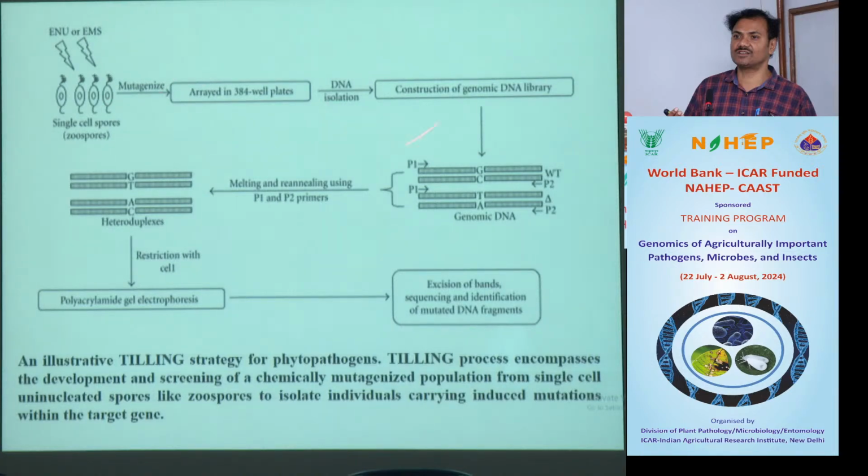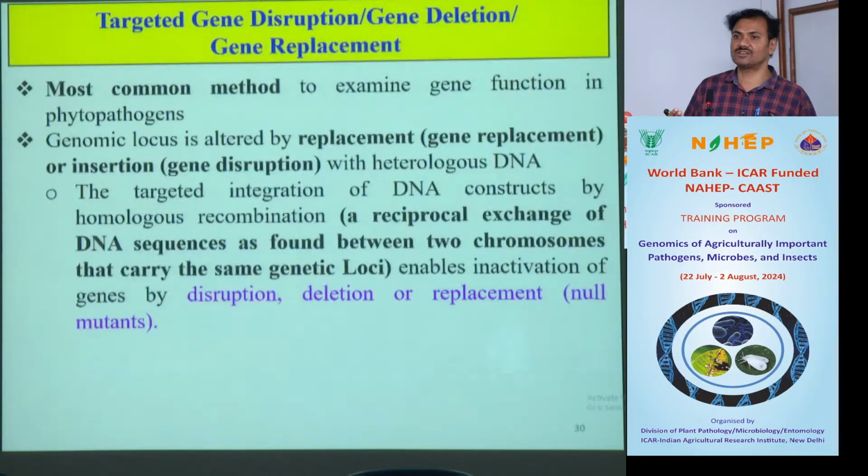That's a pooling will be there. Library you have to make it, and then you have to find where the mutants are, and then various methods, as I told, you can use them.